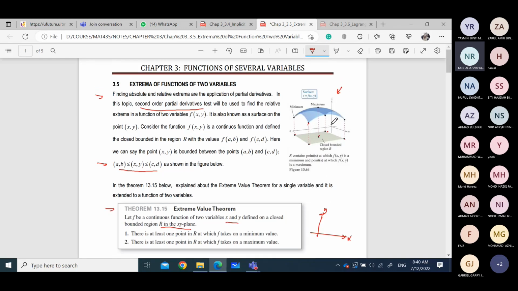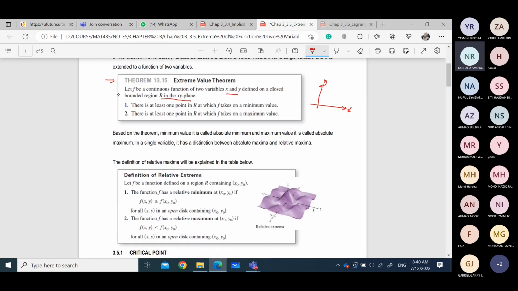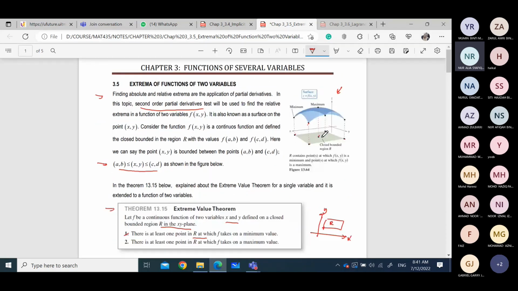Alright, so now we have two things here. The first one, there is at least one point in R at which f takes on a minimum value. The R lies on this plane. So this is R, R is the region. If you look up here, you can see the xy plane is here. The region lies on the xy plane. Up here is our surface, the surface of an object.